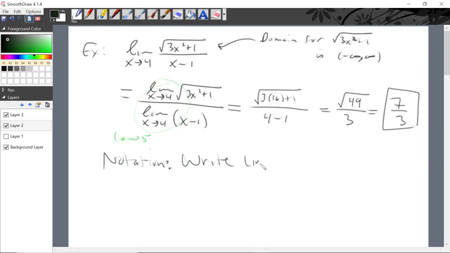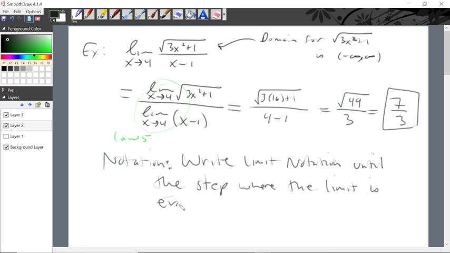You must write the limit notation all the way up until the step where you actually run the limit. So we're writing limit entirely in front of the expression until we actually run the limit. That's important in terms of the grammar of mathematics here.